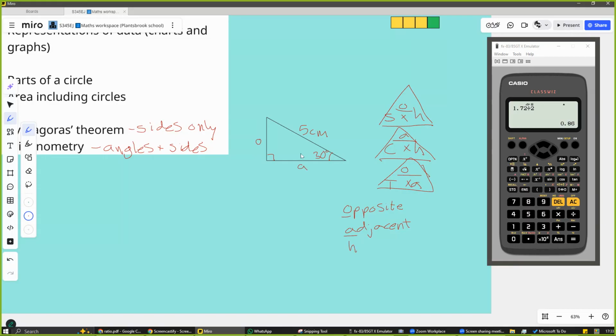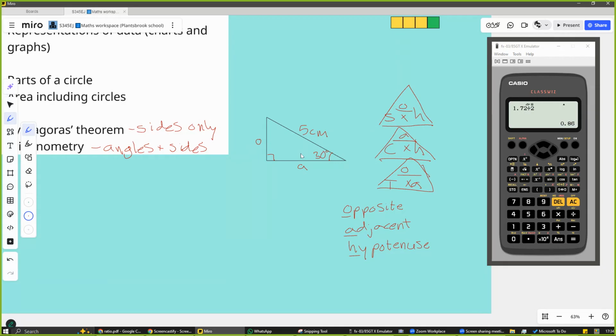And then the hypotenuse. The hypotenuse is the longest side, which is always opposite the right angle. Okay, so there's the right angle. The hypotenuse is opposite the right angle. So we've been given the hypotenuse in this right angle triangle, and we might have to work out the opposite or the adjacent.